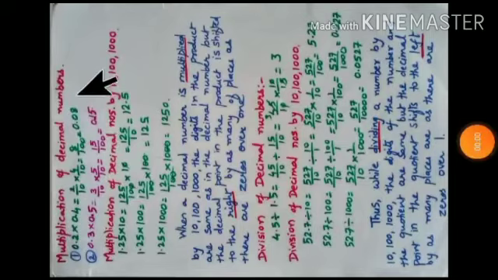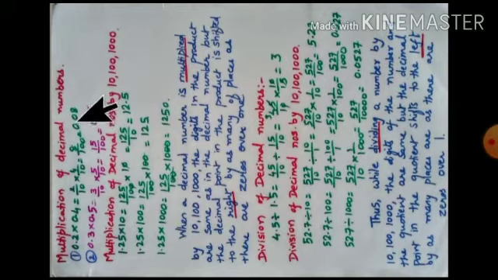Multiplication of decimal numbers. 0.2 into 0.4 equal to 2 upon 10 into 4 upon 10 equal to 8 upon 100 equal to 0.08. 0.3 into 0.5 equal to 3 upon 10 into 5 upon 10 equal to 15 upon 100 equal to 0.15. Now see, after point there are two digits, because here after point one digit and here also after point one digit, so total two digits are there. So in the answer after point two digits must be there.